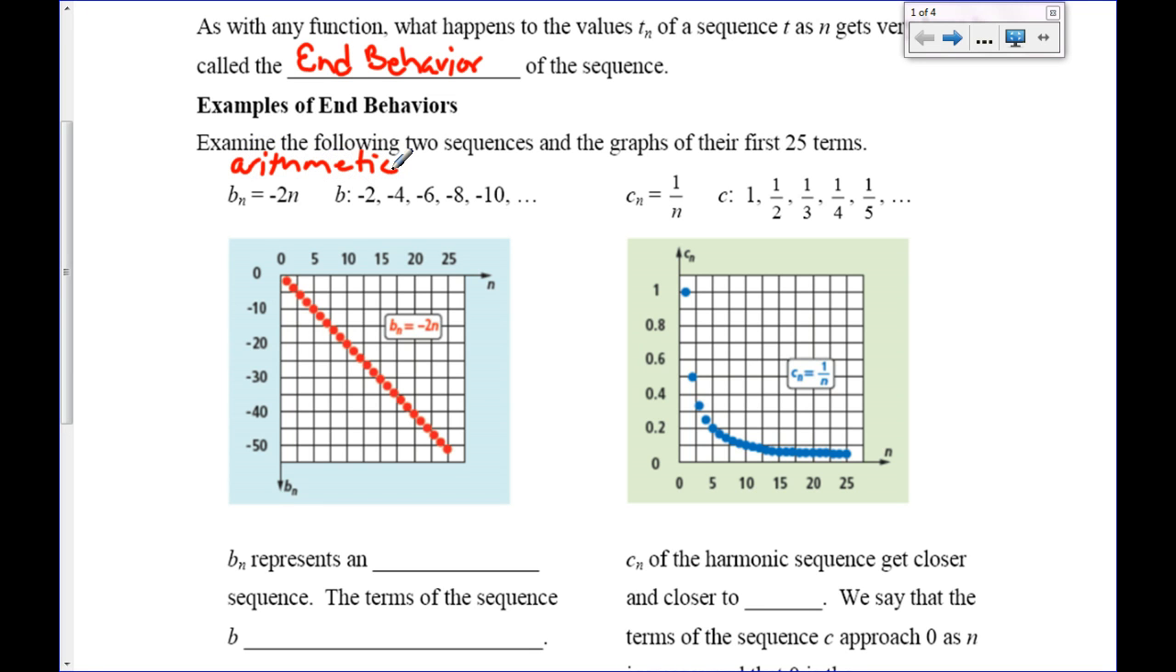So anyway, B sub n, oh yeah, you're right. It does go down there. Arithmetic. Okay? The terms of the sequence B, what happens to them as you go further and further out? They decrease, and then we can say that they decrease without bound.